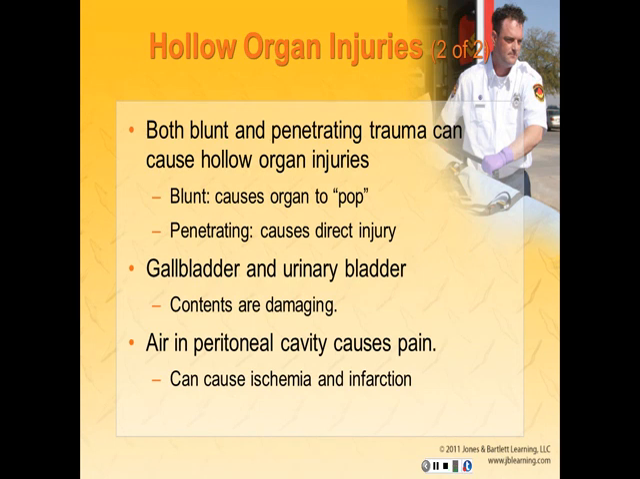fluids and air. Penetrating trauma causes direct injuries, such as lacerations and punctures, and the gallbladder and the urinary bladder are hollow organs whose contents are potentially irritating and damaging if ruptured. These fluids move into loose spaces and voids in the peritoneal cavity, and they eventually lead to infection. Air in the peritoneal cavity also produces pain, and it can cause ischemia and infarction to tissue.